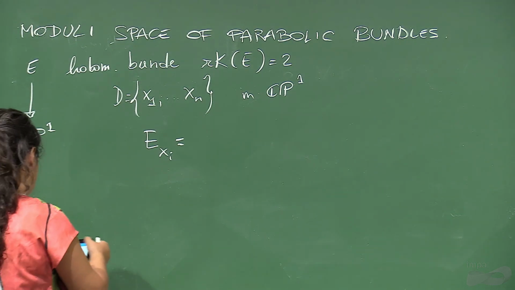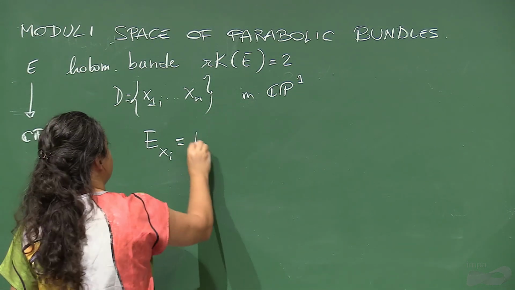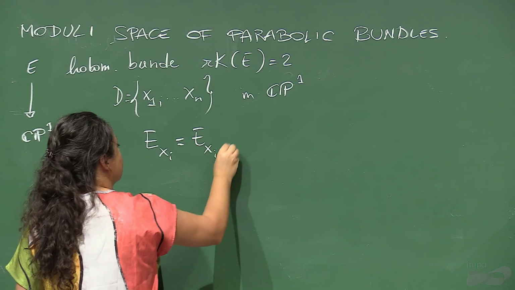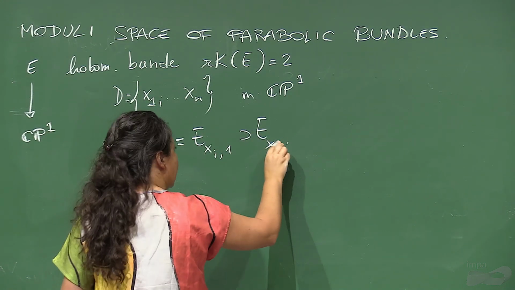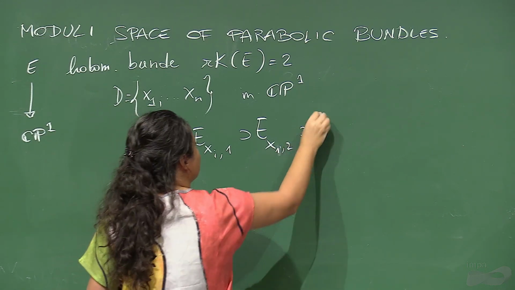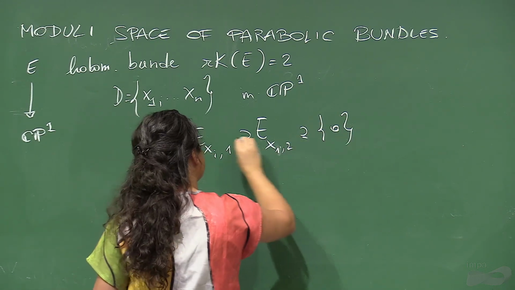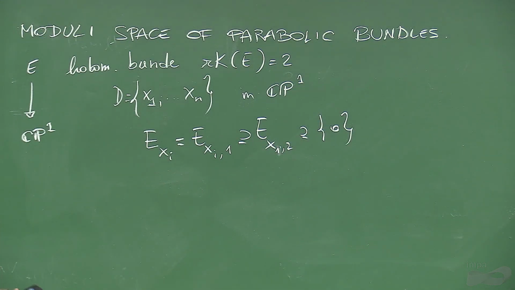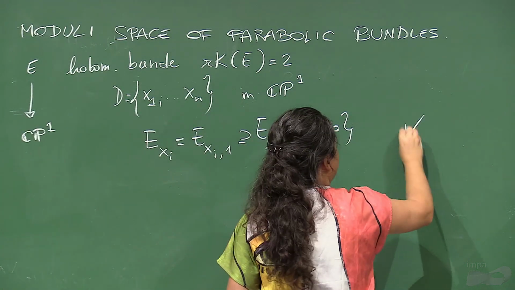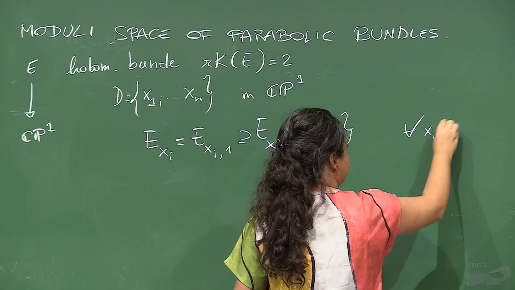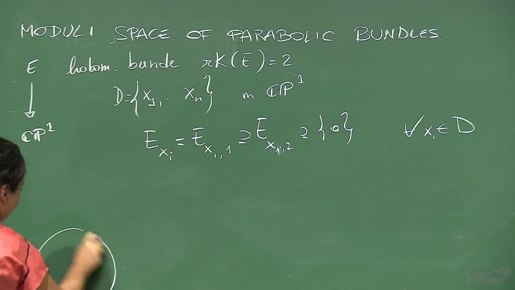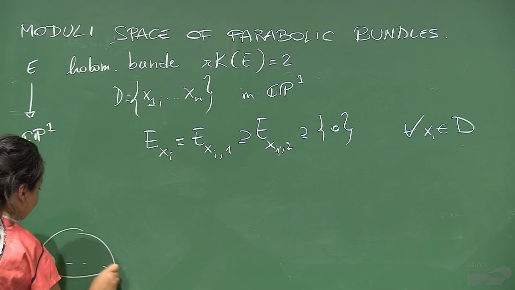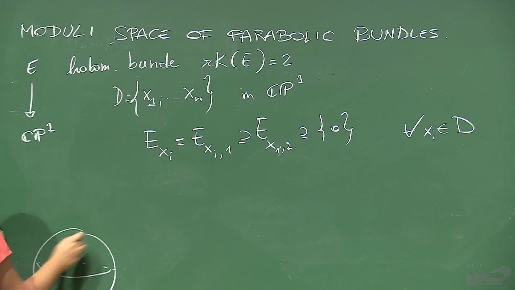Yes, so the indices go increasing: X1 containing X2, sorry, X2 containing 0. So this is a full flag in the fiber over the marked points. Right? As you know by now, I like to draw. Here is a copy of CP1. Here I choose some marked points.